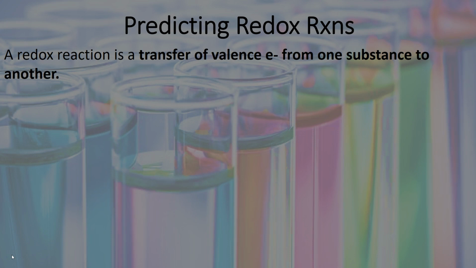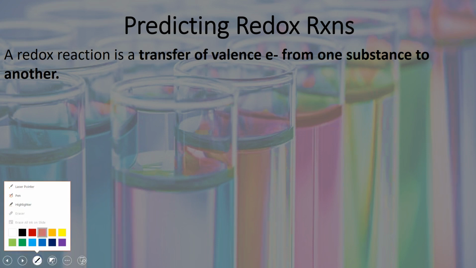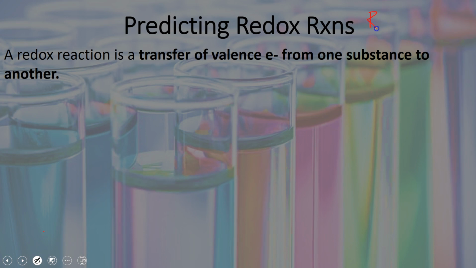Okay, so predicting redox reactions. Redox reactions involve a transfer of valence electrons from one substance to another. And we're transferring from what to what? Does anybody remember? From RA to OA, right? We have a transfer of electrons from RA to OA.